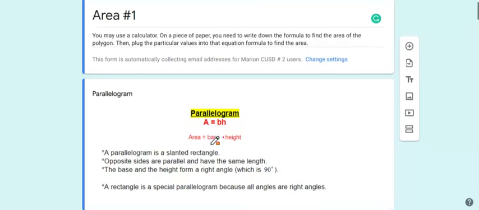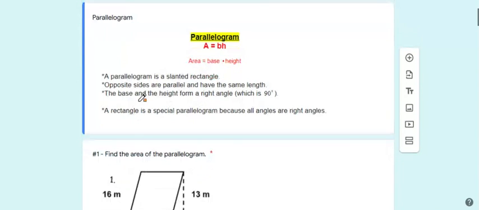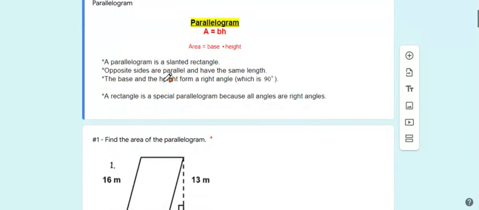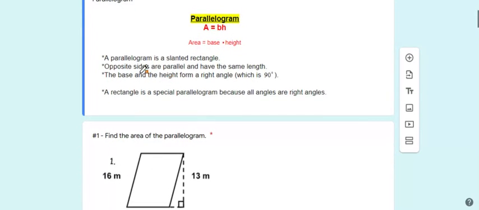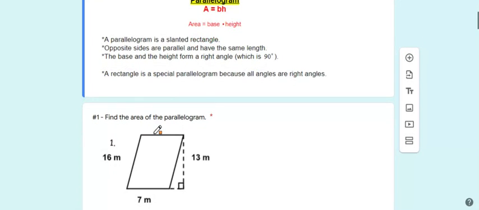So A equals BH. A parallelogram is a slanted rectangle. And so opposite sides are parallel, which means they will never intersect, they will never touch. And opposite sides also have the same length. So right here, number 1, we see a parallelogram. We could say this side is parallel to this side, as well as this side being parallel to this side. Okay, opposite sides are parallel and have the same length.